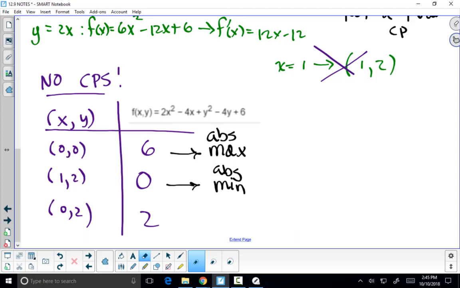Okay. When we're dealing in Calc 1, maybe you had a function that looked like this. There you can have a local max, there's your absolute max. You have a local min, there's your absolute min. But with surfaces, it's much more difficult to create a surface that has multiple peaks where one is going to correspond to the absolute max. That's going to be pretty rare.